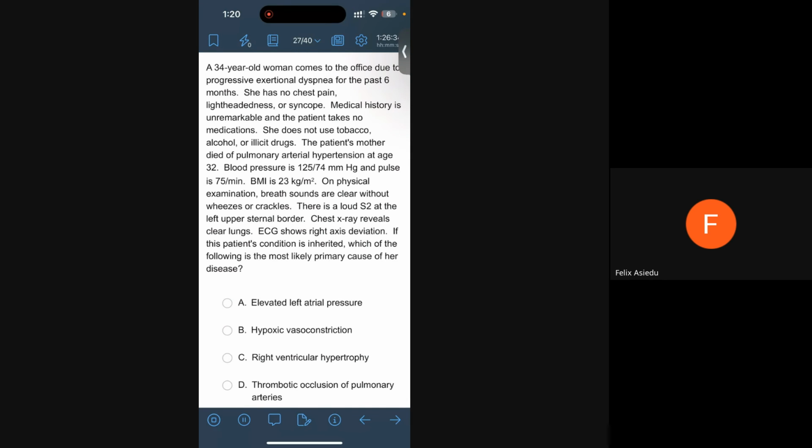Okay. ECG shows right axis deviation. Patient condition is inherited. Which of the following is the most likely primary cause of her disease? Okay. Now, first try to find the diagnosis here.